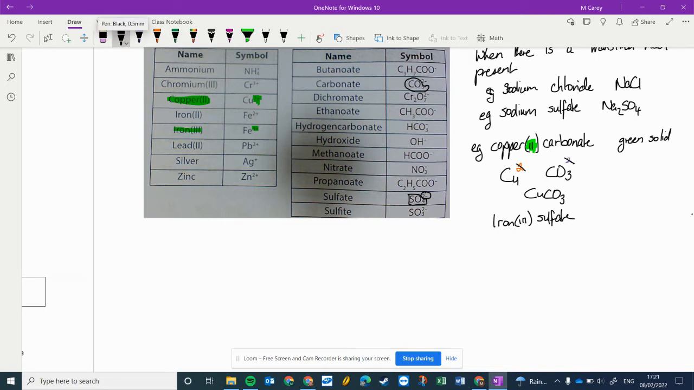So iron 3 sulfate, we know it has Fe, the chemical symbol of iron, and we know it has sulfate, which is SO4, and then putting in our charges, we've got a 3+ here, we've got a 2- here, and we are going to lose the charge. We're going to drop the number and swap it over.